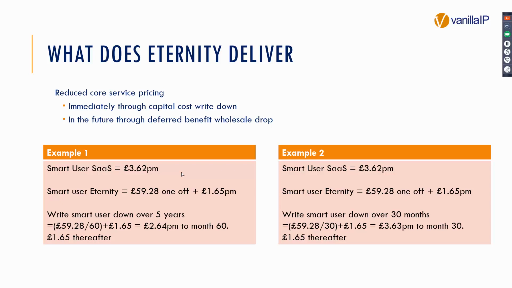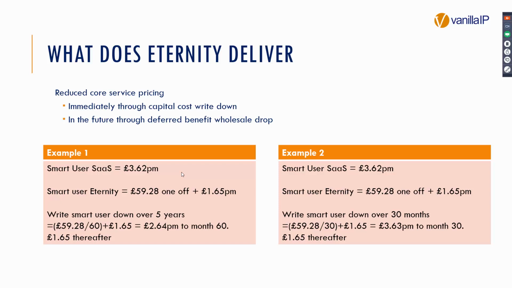And there are a couple of ways of looking at this when it comes to your accounting. The first one might be to write down the price of that package over 5 years. And if we take the £59.28, divide it by 60 and add it to the £1.65, unsurprisingly it comes to a general price of £2.64 per month. So that's one way of writing it down over the 5 years. Obviously after the 5 years it then falls to its maintenance only price of £1.65.